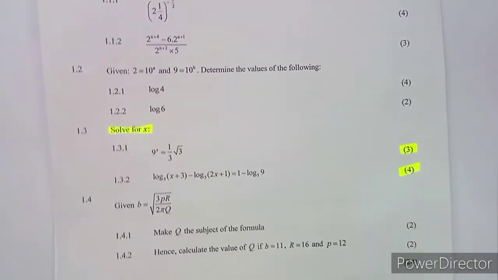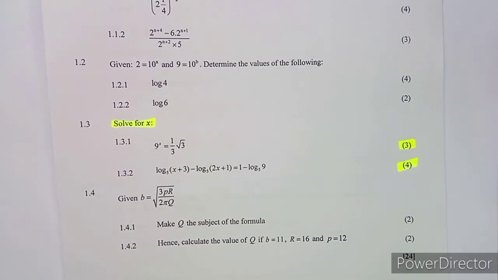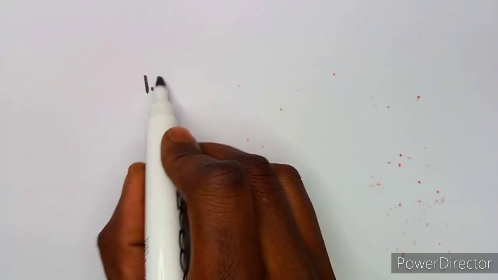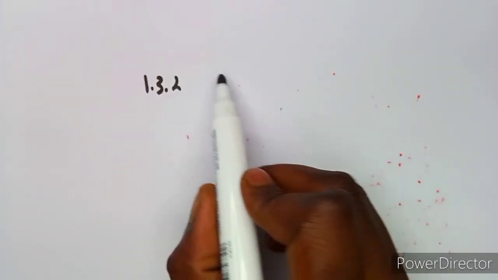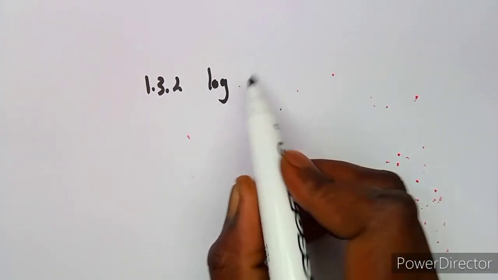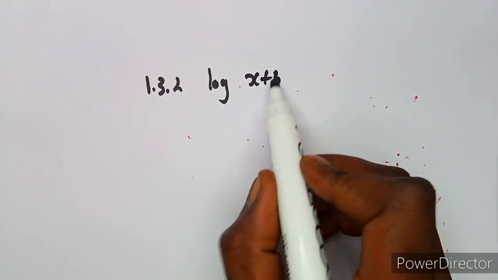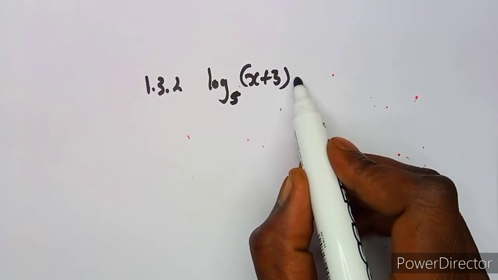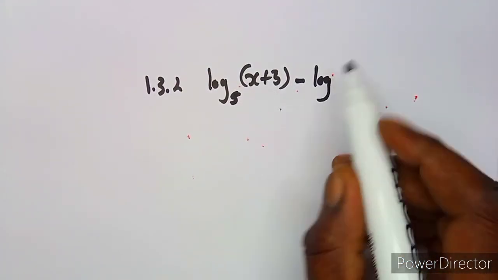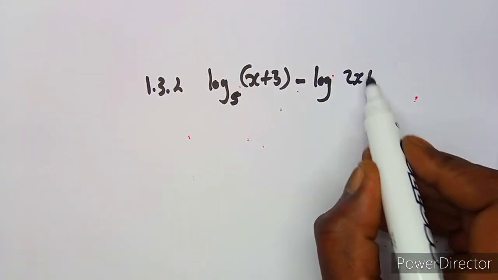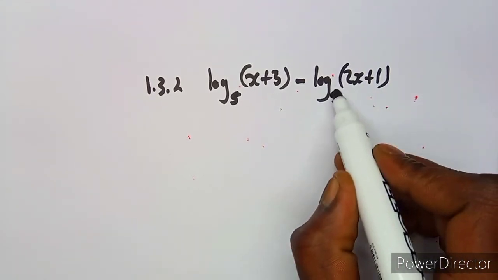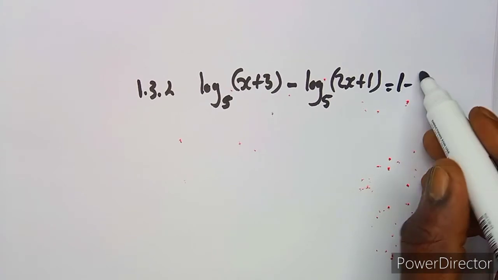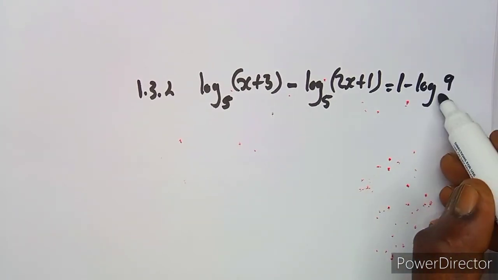Let's see the other part also on solving. Given a log, and you've got 4 marks for this logarithm that you're given, which is on 1.32. Okay, so you're given log of x plus 3, that's in base 5, minus log of 2x plus 1 again, which is in base 5 again. Okay, so this is equivalent to 1 minus log of 9 base 5.